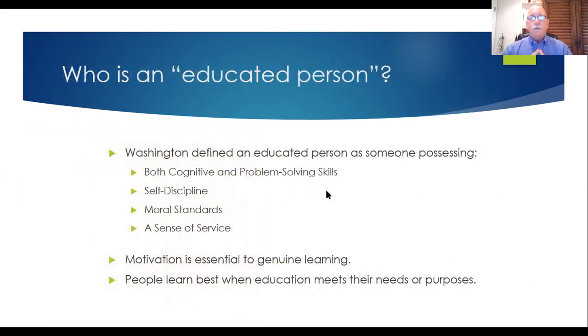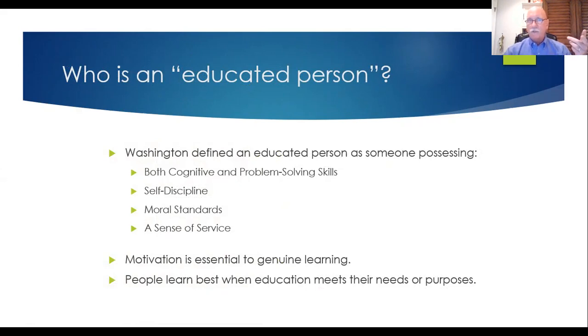So here's an interesting question. How would you define an educated person? You know, the most simplistic answer is someone that went to school, someone that graduated, right? But the man from the previous slide, Booker T. Washington, has a much higher bar for what he considers to be an educated person. And here are 4 points of characteristics that he sees in a really properly educated person.